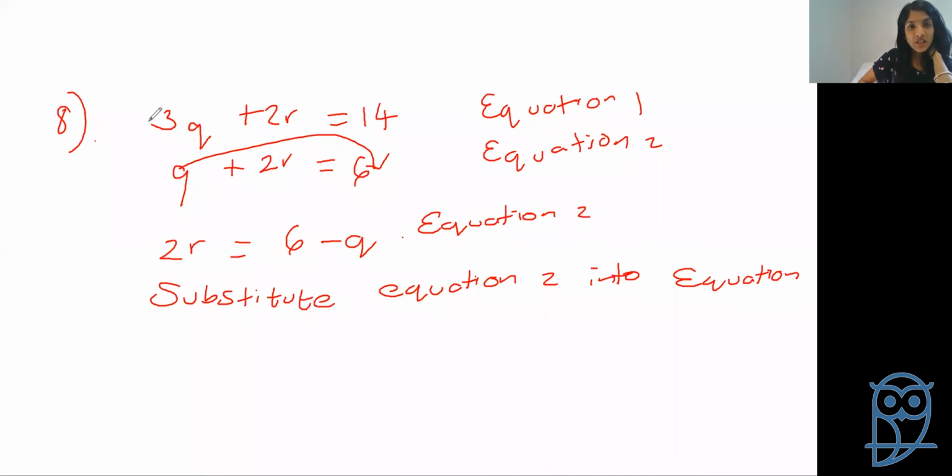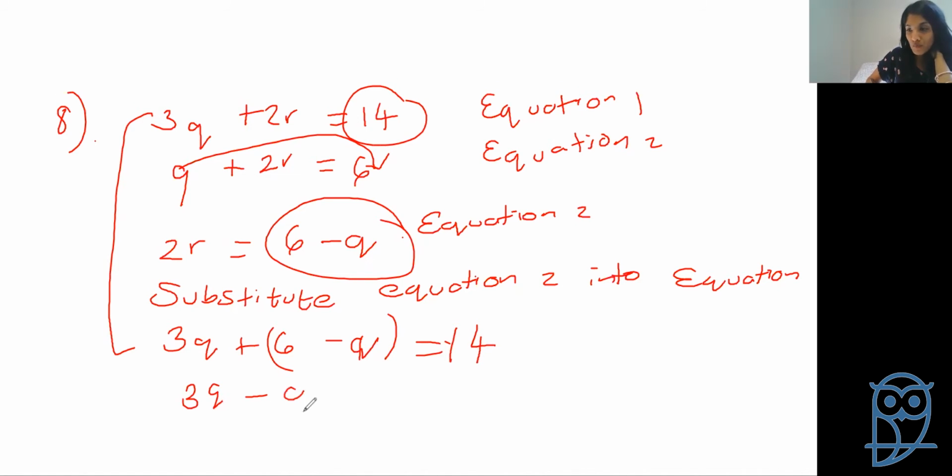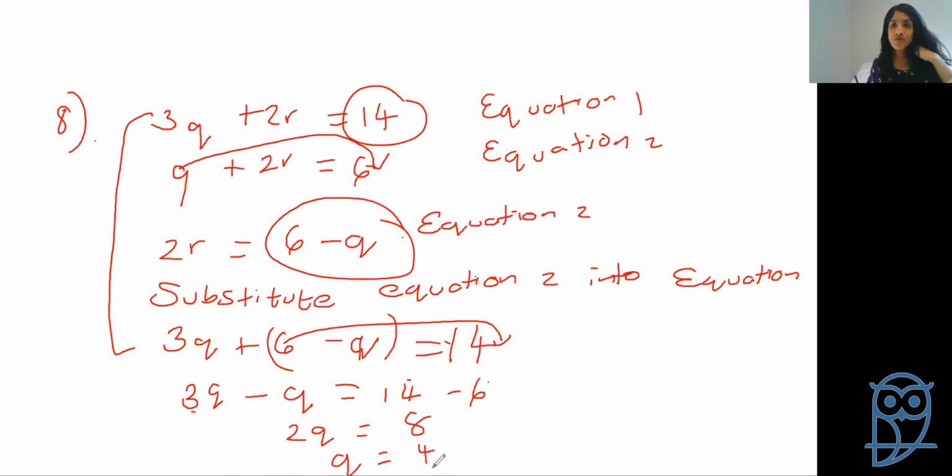And how do we do that? We start off at the top. We say 3q, and then what did we work out? Was that we say plus 6 minus q is equal to 14. Then we say 3q minus q is equal to 14 minus 6. 3q minus q is equal to 2q, and 14 minus 6 is equal to 8. Therefore, q is equal to 4.